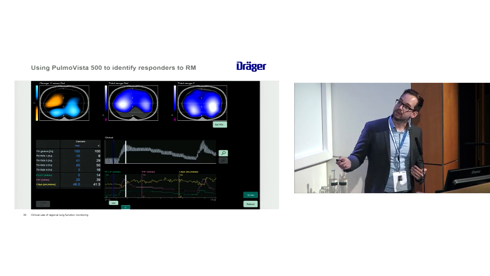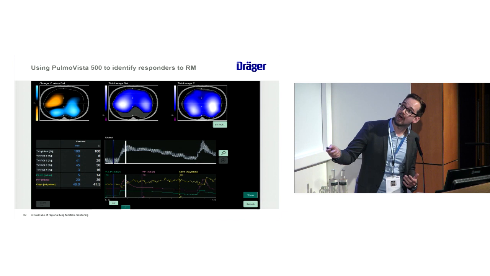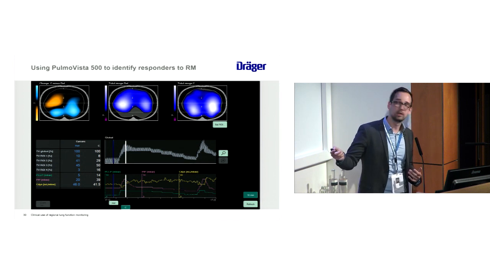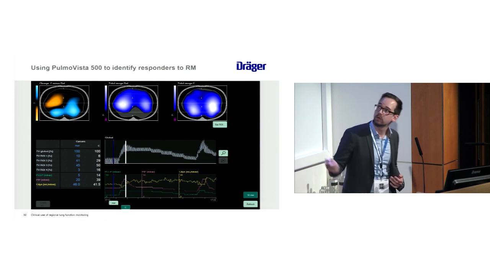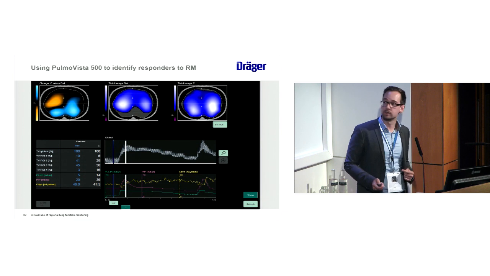And what did they do? They did a recruitment maneuver, increasing the PEEP from 5 to 14, the inspiratory pressure from 20 to 39. This is real patient data from patients after an 8-hour cardiac surgery. So this is how they looked in the very beginning. You can immediately see that there's no blue color in the dorsal region. If you look at the percentage, only 3% of the tidal volume is going into this region.